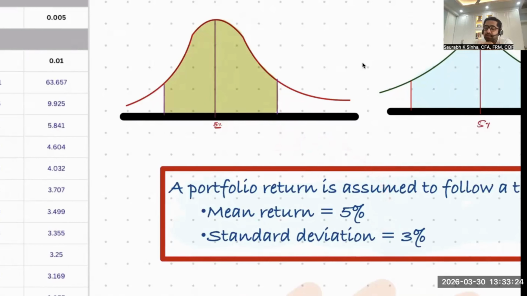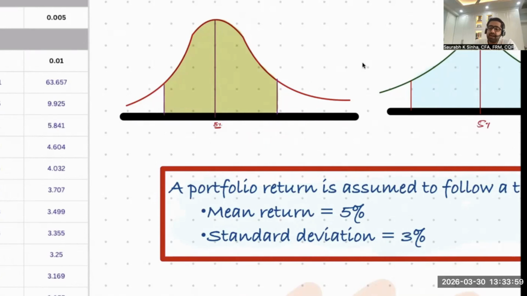Or the question would be, 11% is a point estimate, and you want to know how many standard deviations 11 is away from the mean. So 11 minus 5 is what? The mean return is 5, so it is 6%. But 6% is not in terms of standard deviation. So what is it in terms of standard deviation? It is 2 standard deviations away from the mean, right? Because 6 divided by 3 is 2. The standard deviation given is 3. So 2 standard deviations away from the mean. So 2 becomes the t-statistic.